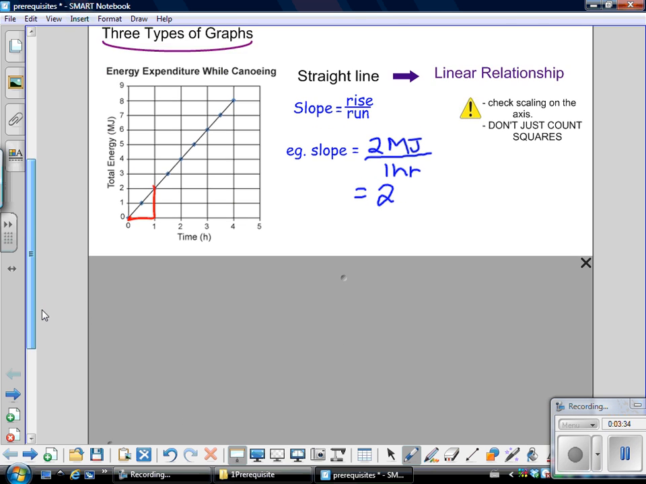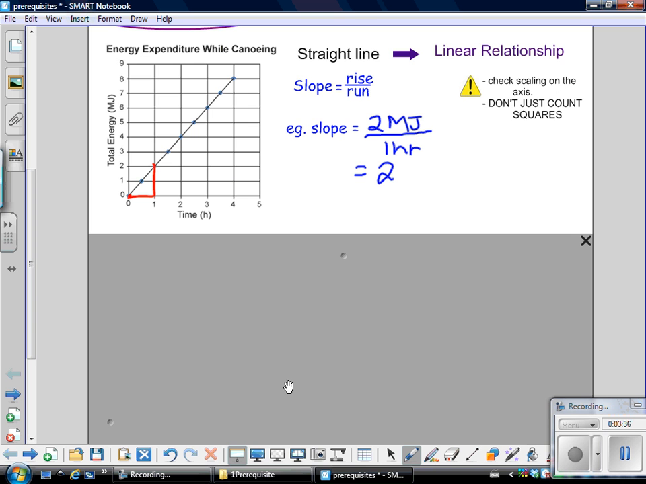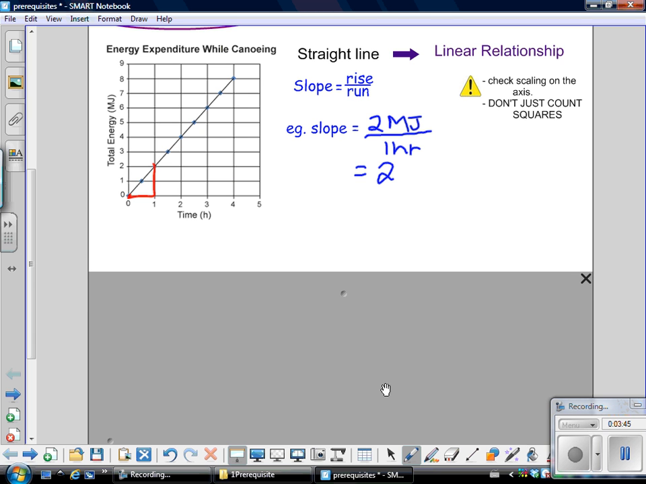And after I've done that, then I want to know, well, what does that mean? What does it mean the slope is 2 in this example? Well, in this particular example, it means the following. It means that it takes 2 megajoules of energy for each hour of canoeing. So this is the hours of canoeing because I've checked the top of my graph. And you can see from our slope, it's megajoules per 1 hour.